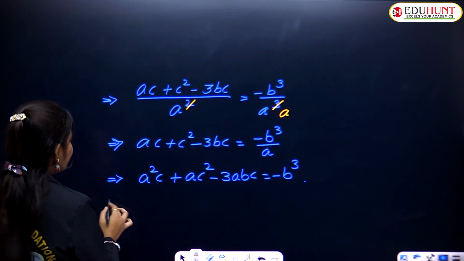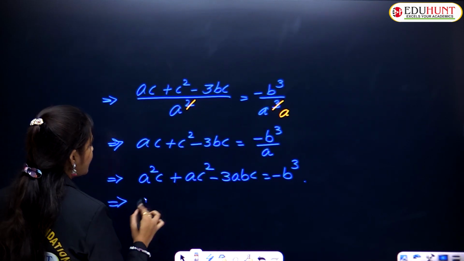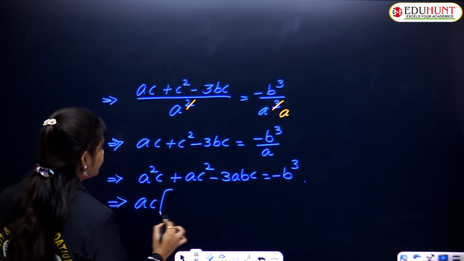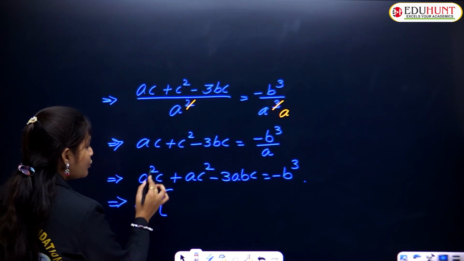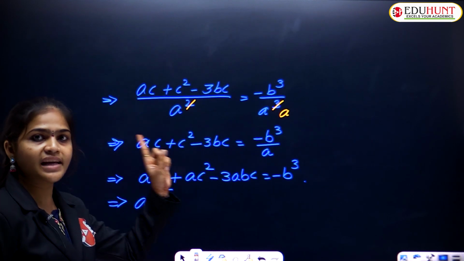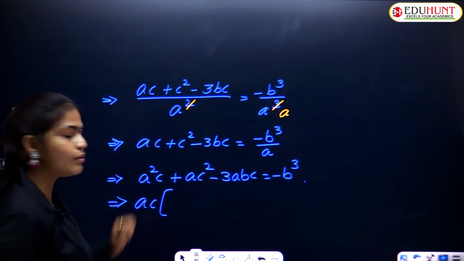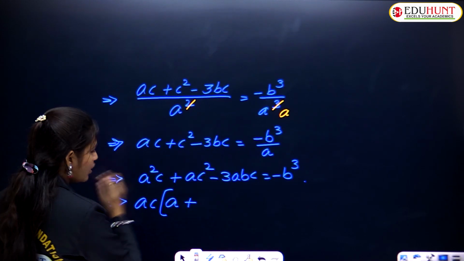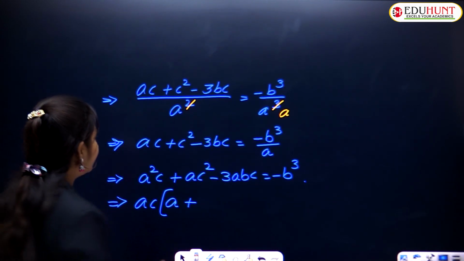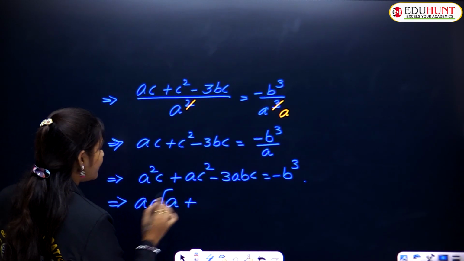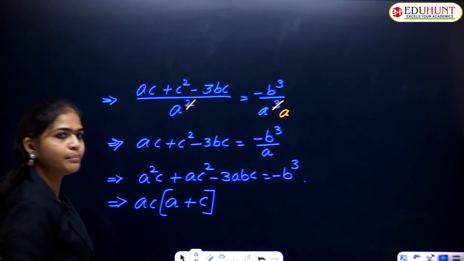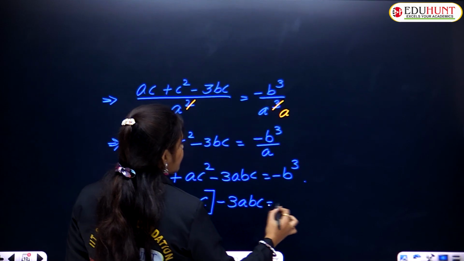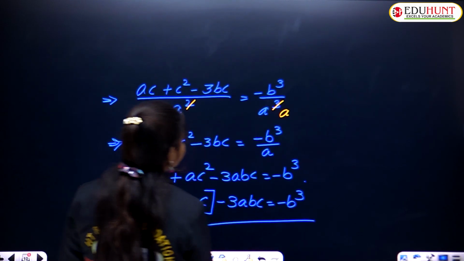Clear? So from this one, from the first 2 terms, take ac as common. Take ac as common. So left over here, a is there, since we have taken 1 time as common. Plus c, also 1 time is left over, so a plus c, minus 3abc is equal to minus b cube.